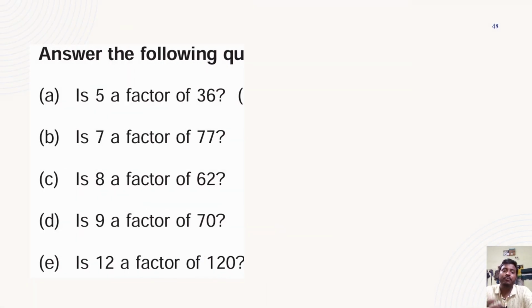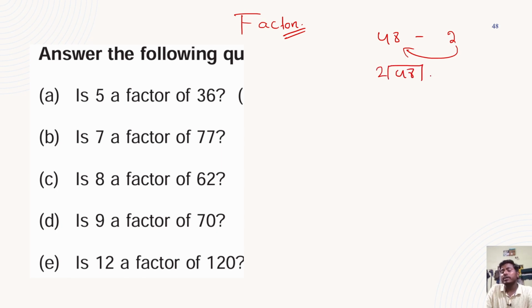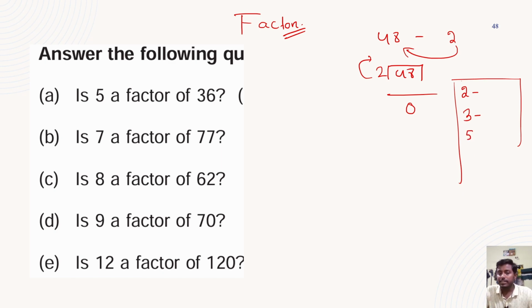Next, factor. Then what is a factor? Factor means, suppose 48. 2 is a factor of 48. If we divide 48 by 2, then the remainder is 0. Then 2 is a factor of 48. And also, before finding the factors, you should remember the divisibility rules: the divisibility rule of 2, of 3, of 5. Simply, the single-digit divisibility rules you must know. Then you can solve the factors.